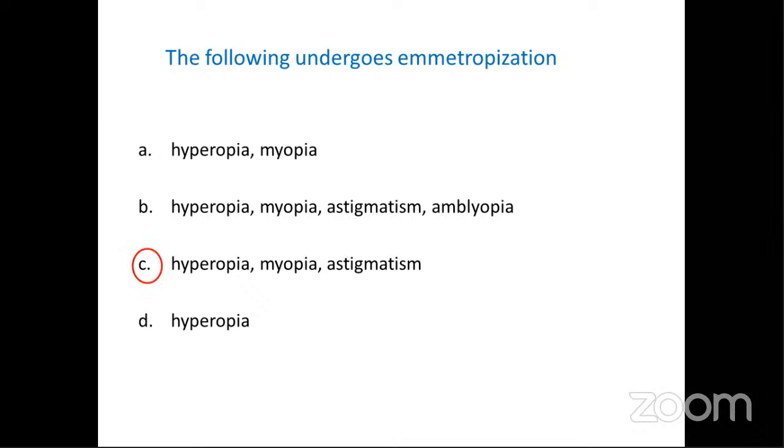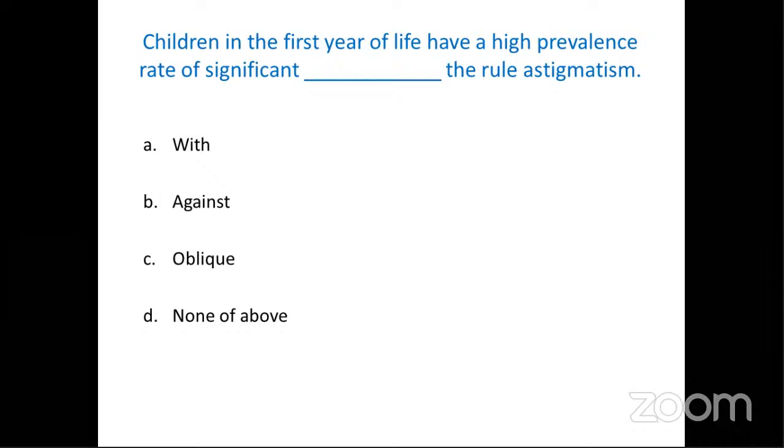So the children in the first year of life have a high prevalence of significant astigmatism. When a child is born, there will be astigmatism. You will have some amount of astigmatism, some amount of refractive error. There is no doubt about it. So what is the type of the astigmatism that the child will be having? With the rule astigmatism or against the rule astigmatism? Against. Okay, with the rule astigmatism.